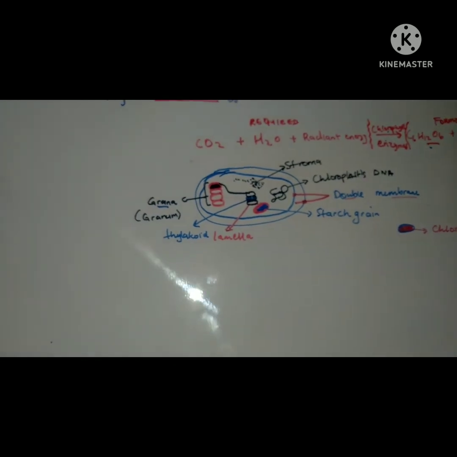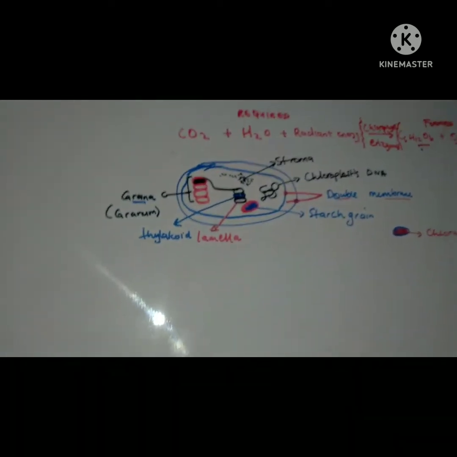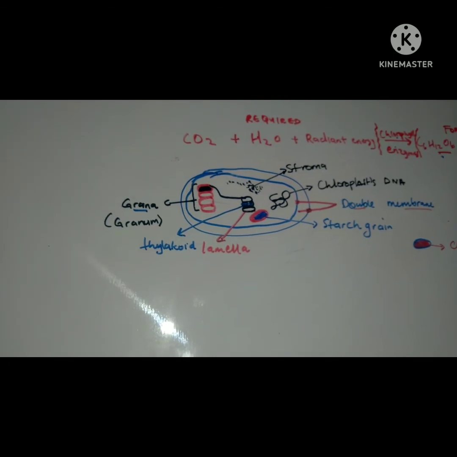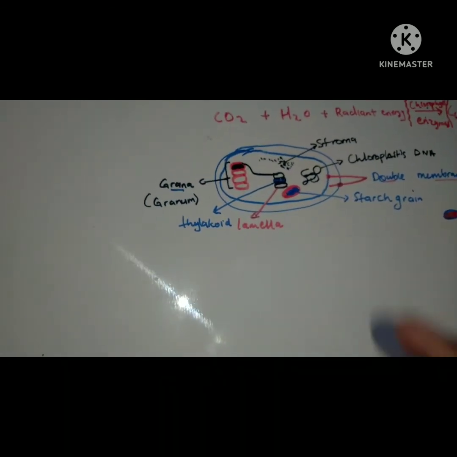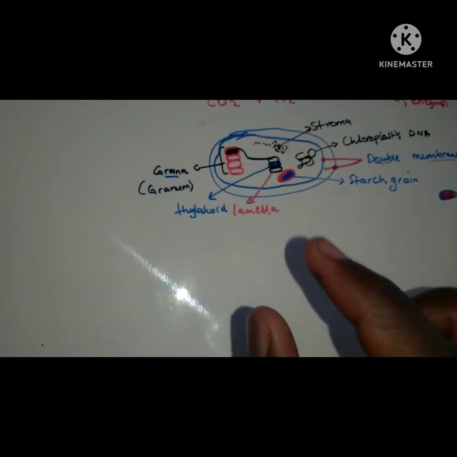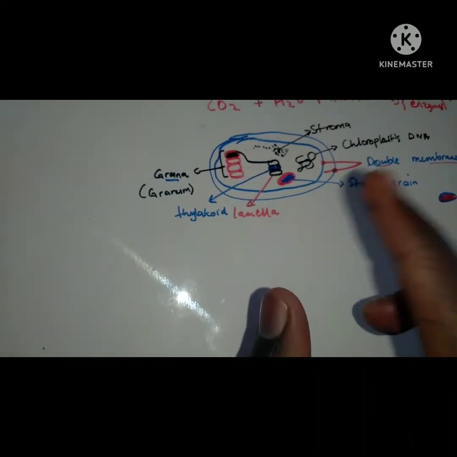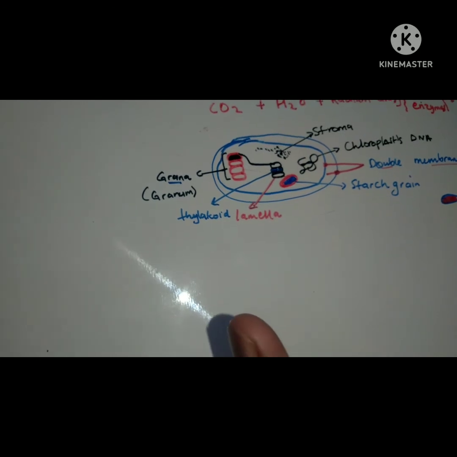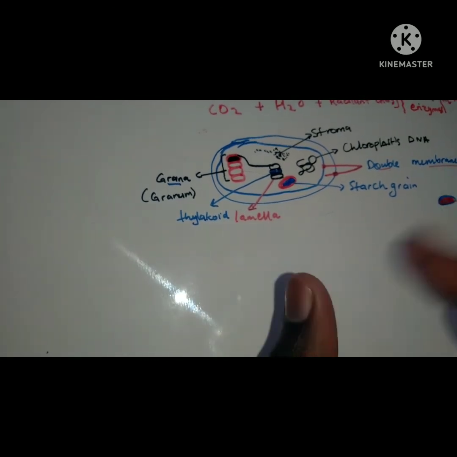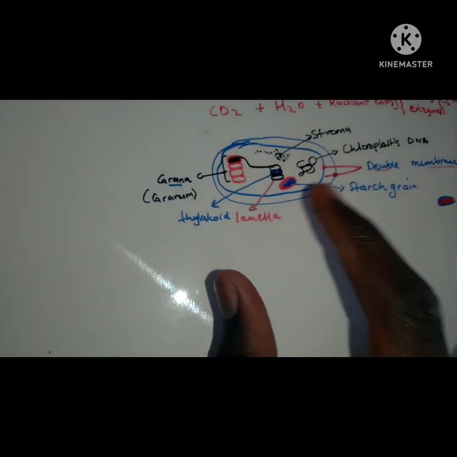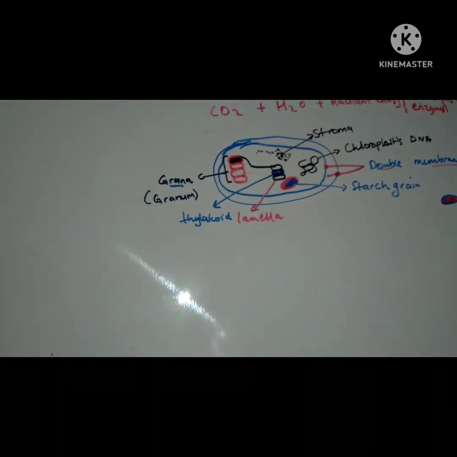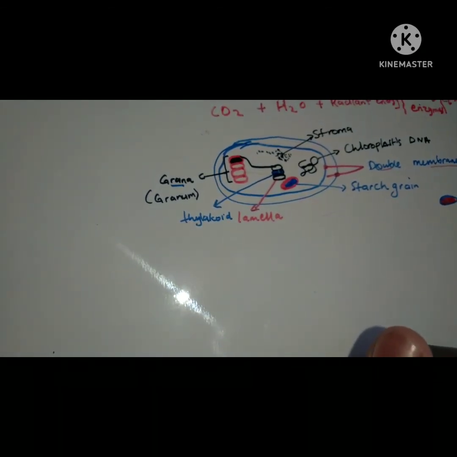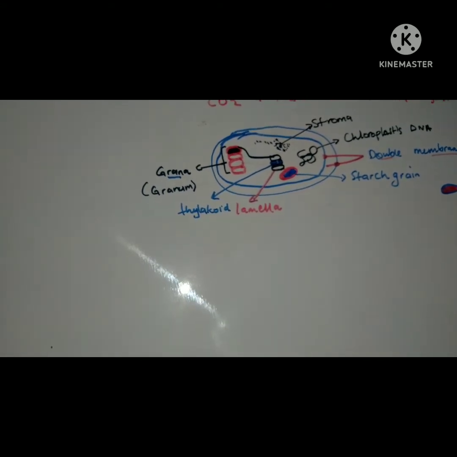So this is the basic structure of a chloroplast. So a chloroplast, remember, is this part in the leaf whereby photosynthesis takes place actually. So this enables the leaf to photosynthesize. So without the chloroplast, there is no photosynthesis. So it's an essential part of photosynthesis.